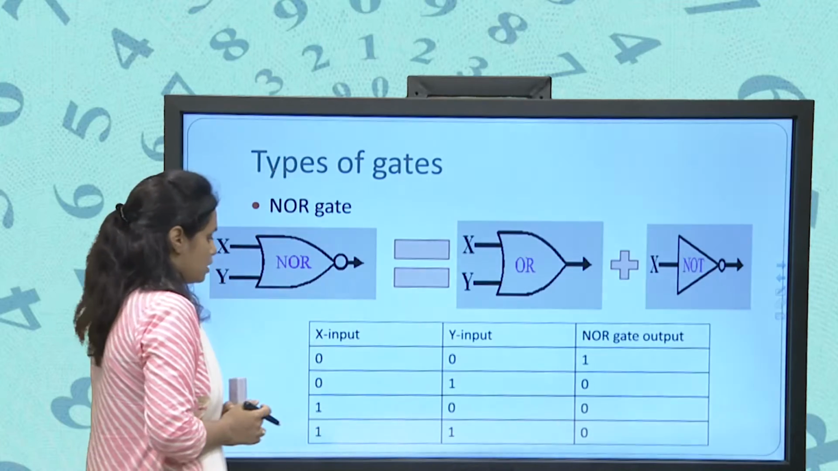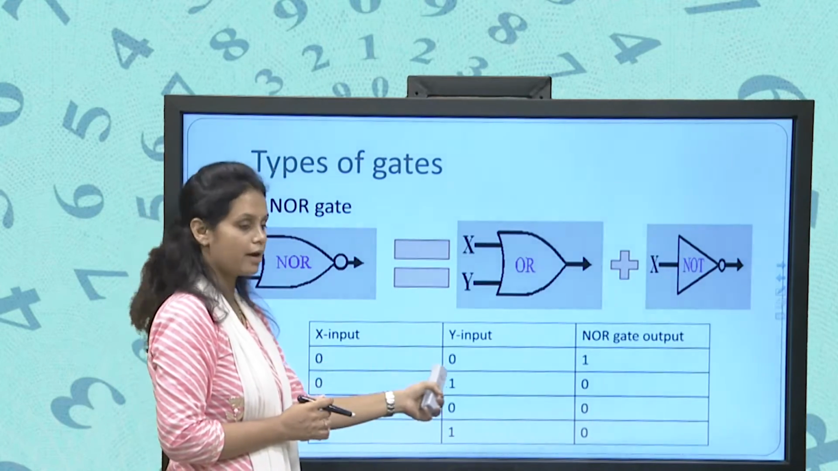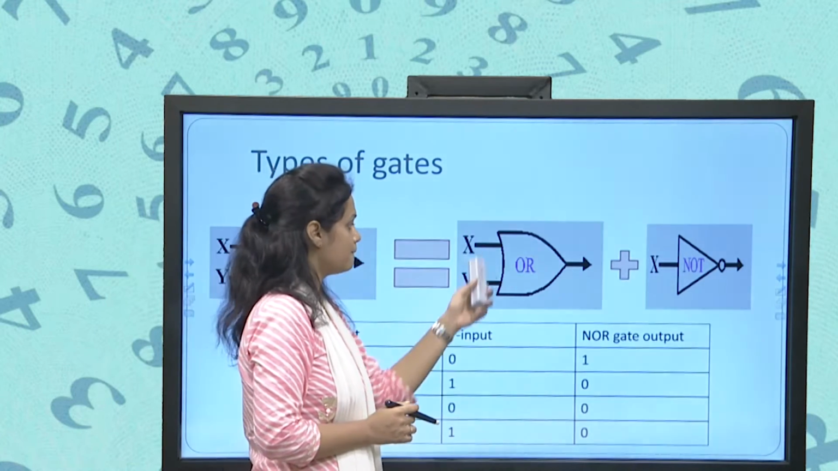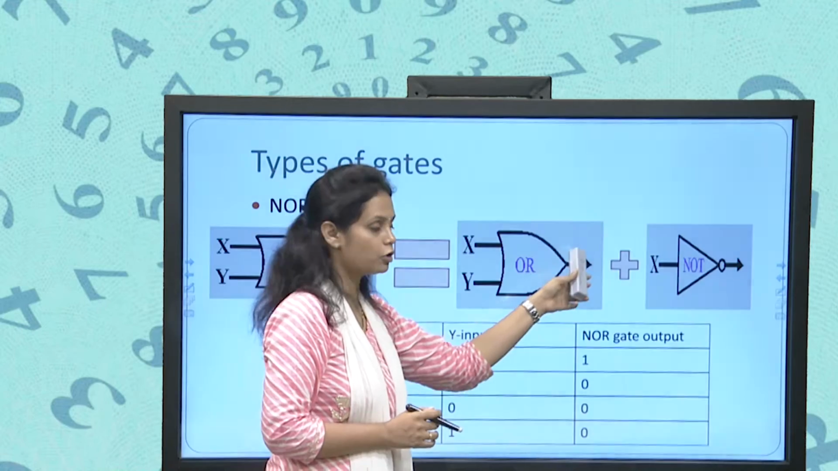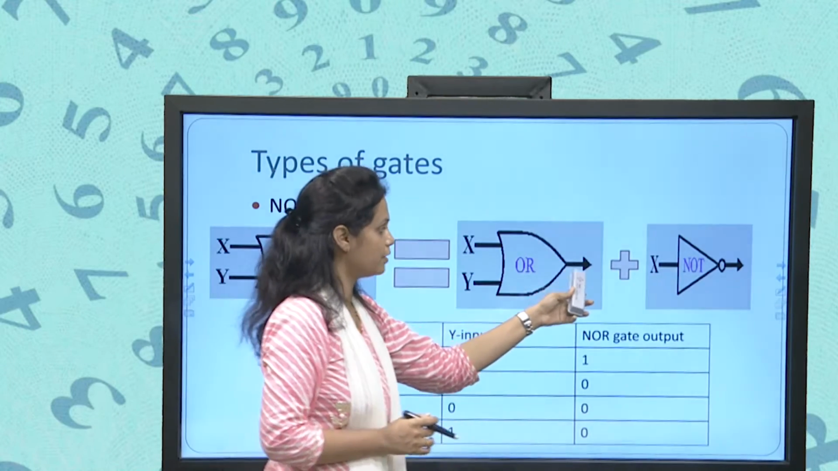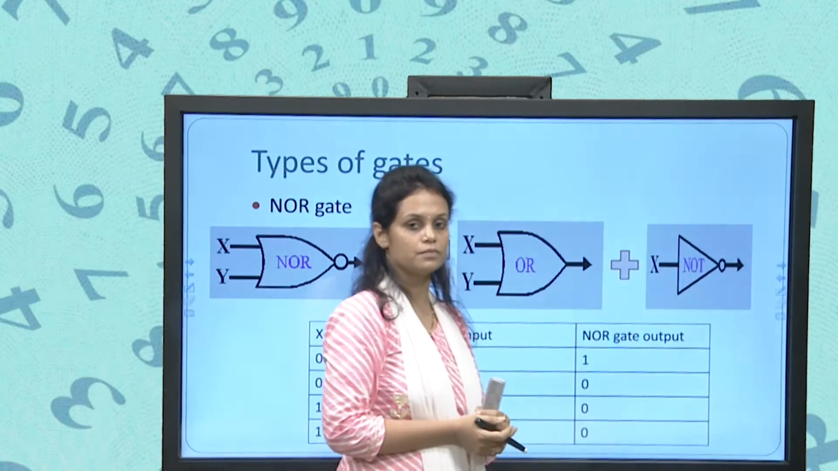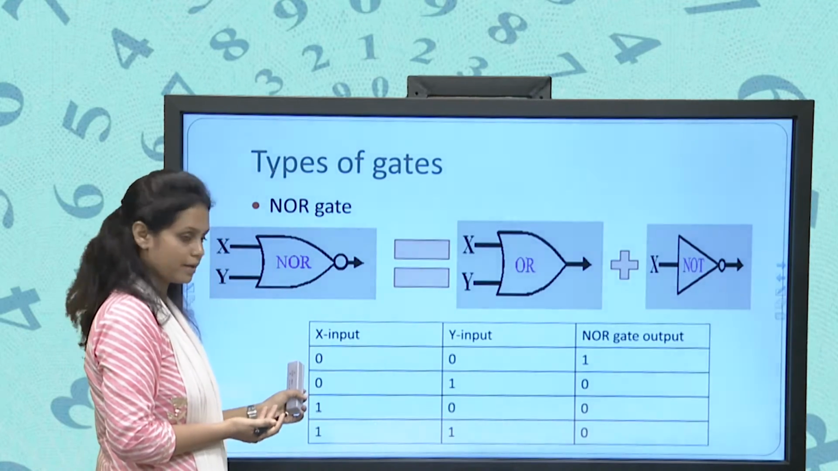In the next example, our x input is 0, y input is 1. So 0 and 1. The output of the OR gate is 1. We will pass it over here. The output of this NOT gate will become 0. Fine. The next case is the same as above.